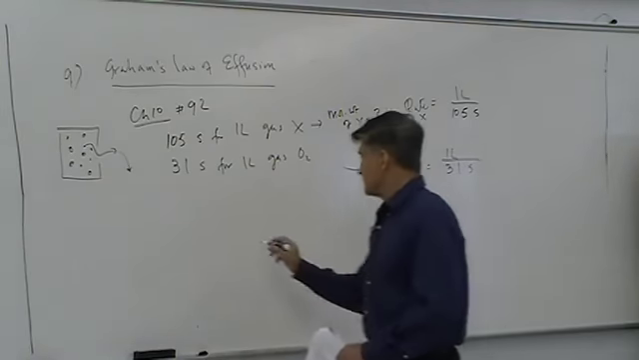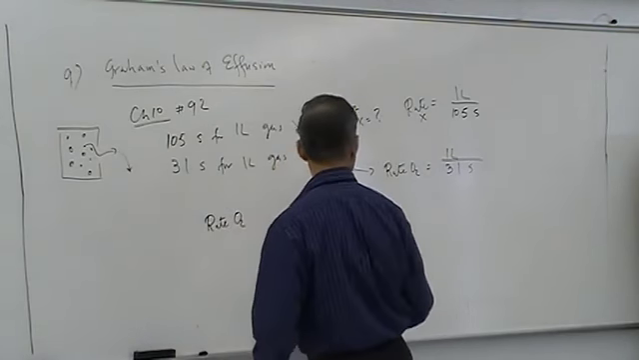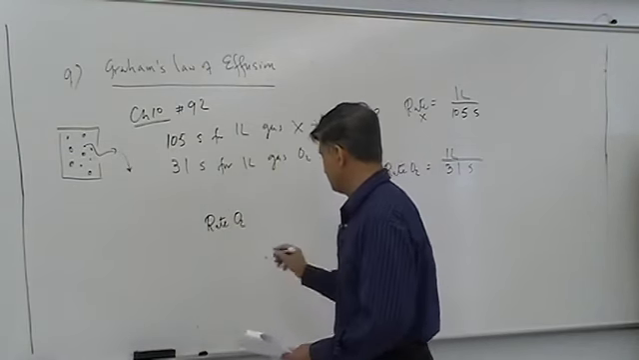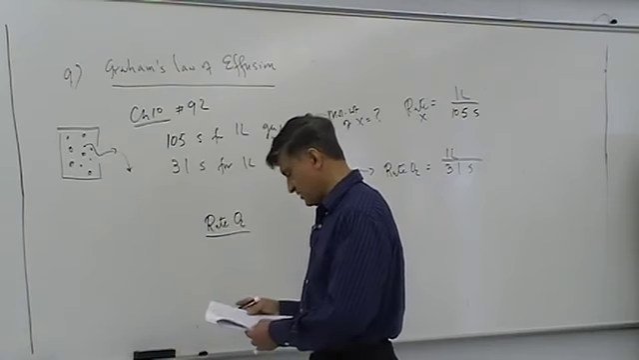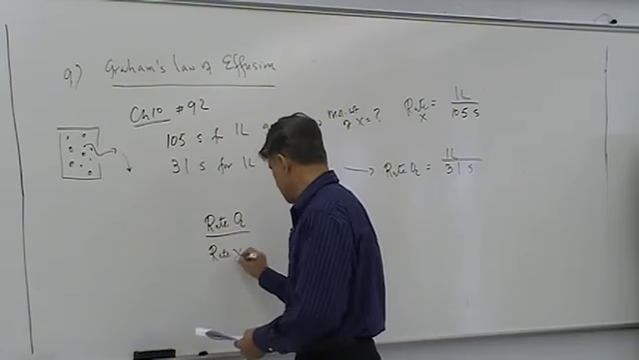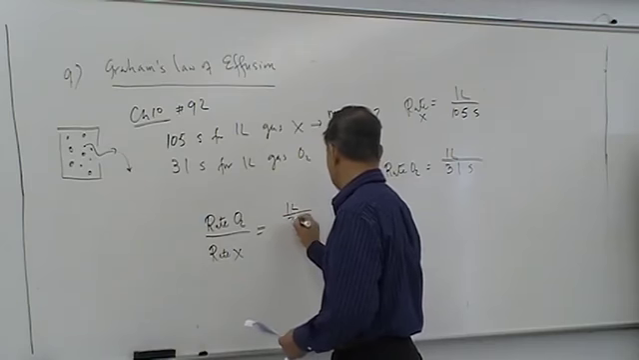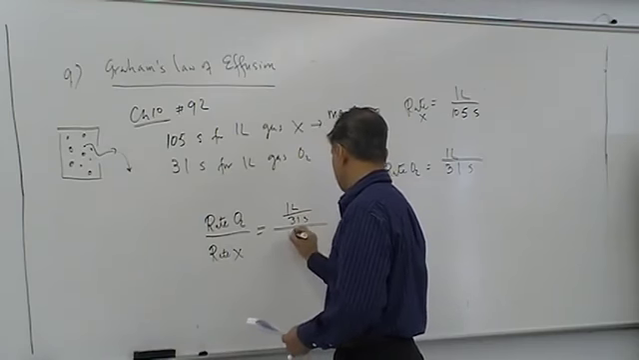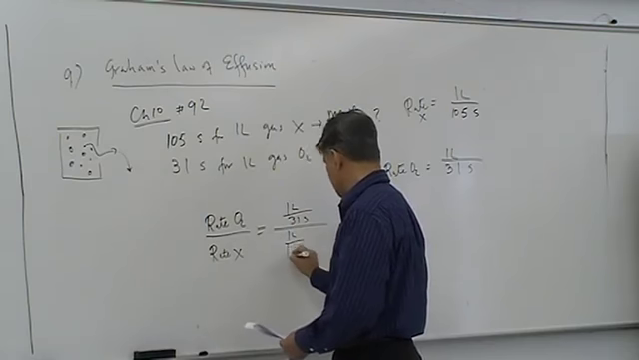So for the rate of oxygen, I tend to write down the faster one on the top. That way I get a ratio larger than 1 as my final answer. Rate of oxygen over rate of X will be given by 1 liter per 31 seconds divided by 1 liter per 105 seconds.